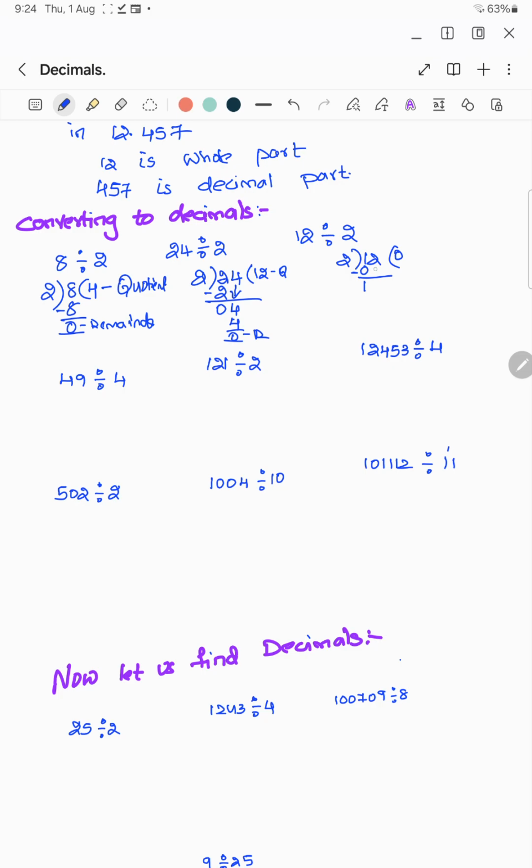Next step is to carry down the next digit in the dividend, 2. So 2 sixes are 12. This is equal to 0. So the quotient is 06 and the remainder is 0. So the answer will be 06. 06 is nothing but 6.